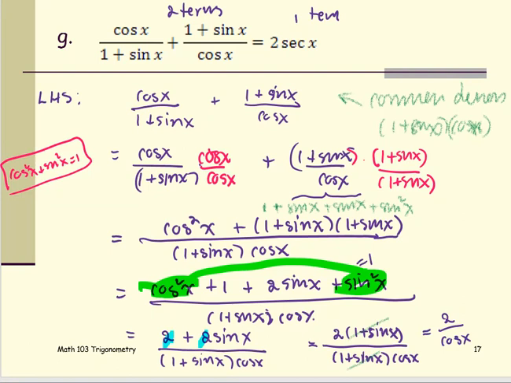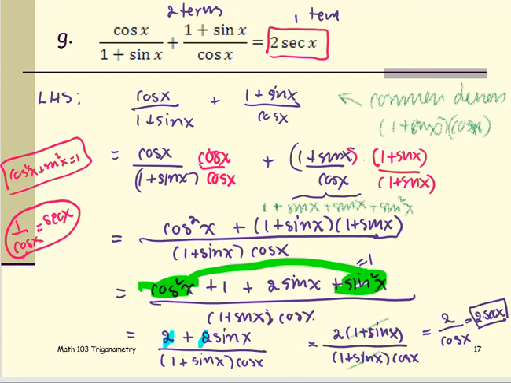Recall that 1 over cosine x is the same as secant x, or secant x is the reciprocal of the cosine, because our goal is to make it toward the term 2 times secant x. One more time to finish up the problem. Then we get 2 times secant x, which is the same as the expression on the right-hand side. So we put a note here: this is the right-hand side. And now we are done proving this identity.